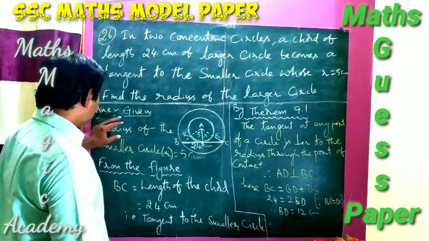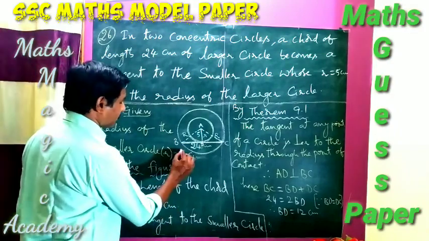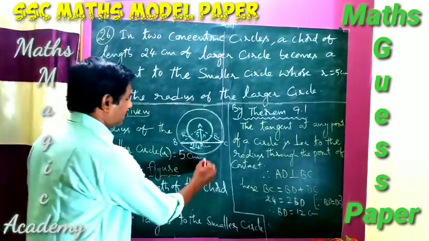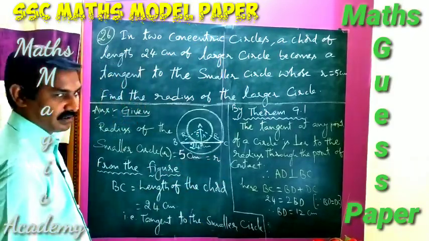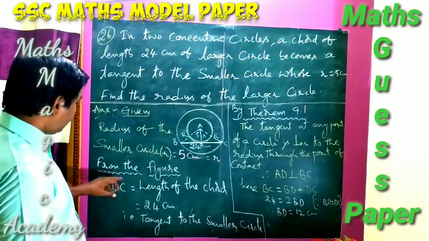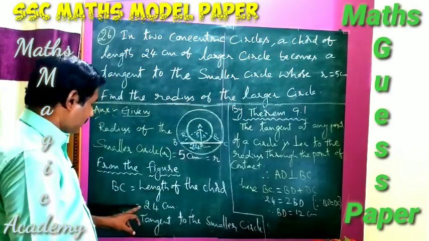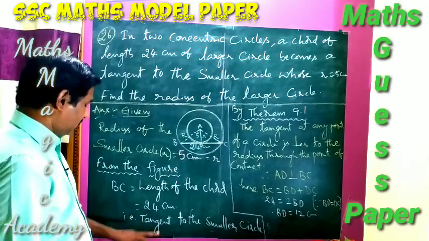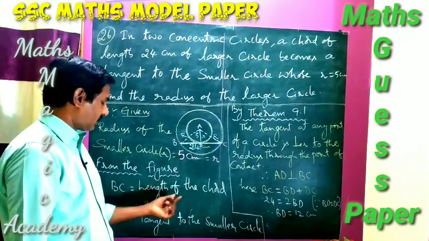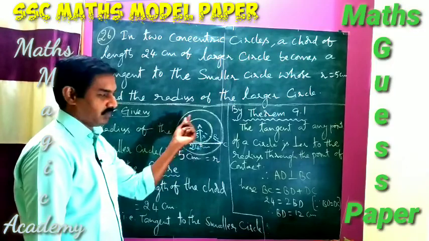Let us go for the problem. Given the radius of the smaller circle, small r, is 5 centimeters, which is nothing but AD. And next, from the figure, we can write that BC is the length of the chord. What is the length of the chord given? 24 centimeters. And that is tangent to the smaller circle.